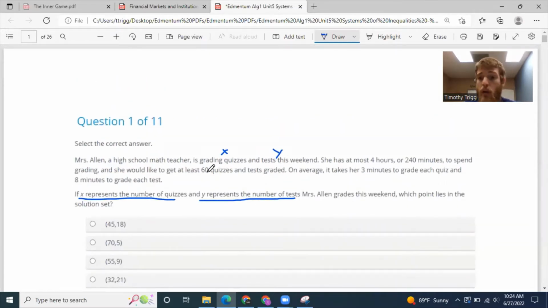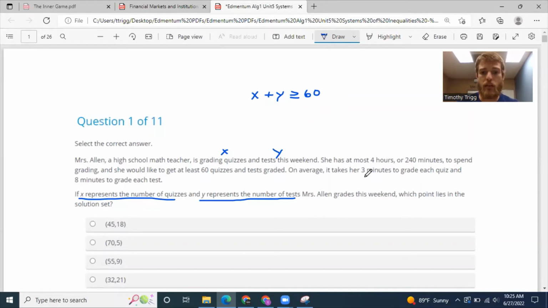So it says she wants to finish grading at least 60. So the number of quizzes graded plus the number of tests graded, she wants it to be at least 60. So we're going to put greater than or equal to 60. Now, it seems a little confusing because it says at least 60, and I put greater than or equal to. But if you think about it long enough, it does make sense, right? If she's saying, I want at least 60, what that means is she wants 60 or more. That's what at least 60 means. So the number graded she wants to be greater than or equal to 60.